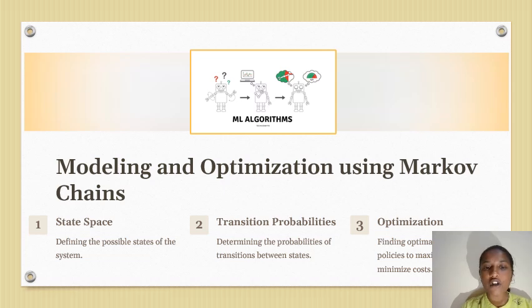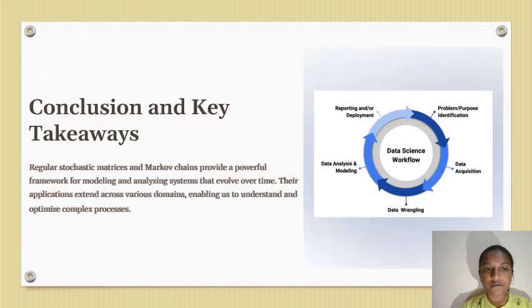Let us see the modeling and optimization using Markov chains. There are three major components: state space, transition probabilities, and optimization. State space: defining all the possible states of the system. Second is transition probabilities: determining the probabilities of transition between the states. Optimization: finding the optimal strategies or policies to maximize rewards or minimize costs.